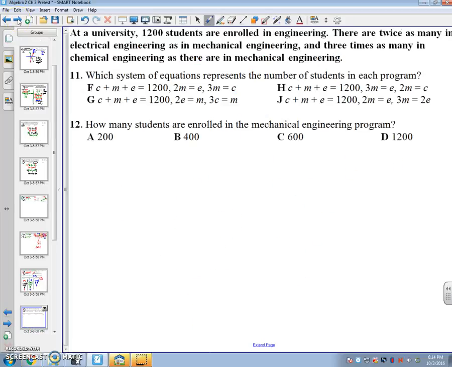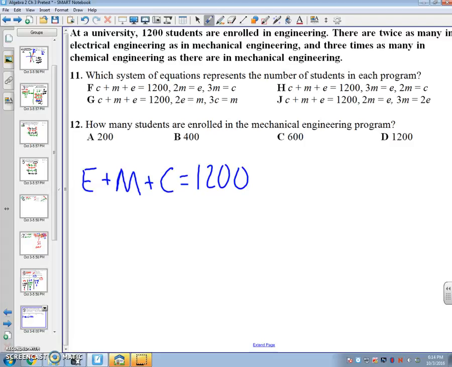At a university, 1,200 students are enrolled in engineering. There are twice as many in electrical as in mechanical, and 3 times as many in chemical as there are in mechanical. Now, we have to create this equation. So a lot of people mess up here. So first, there's 1,200 students total. So there's 3 types. There are electrical, there are mechanical engineers, and there are chemical engineers. Now, the total is 1,200.